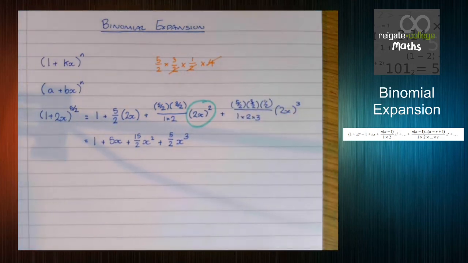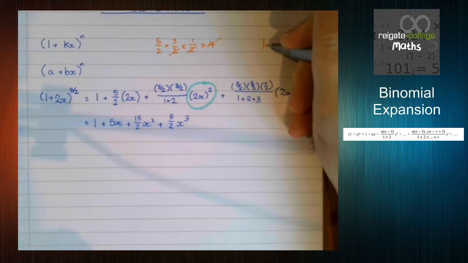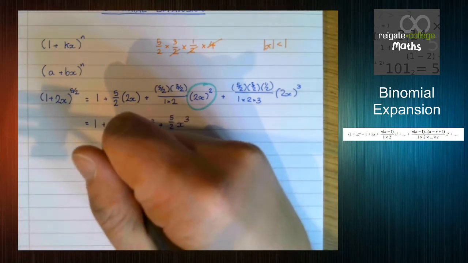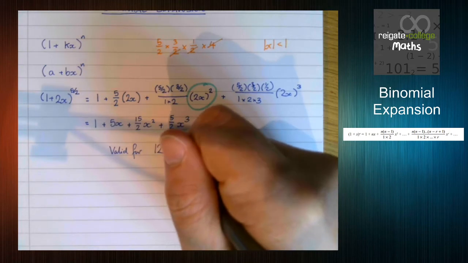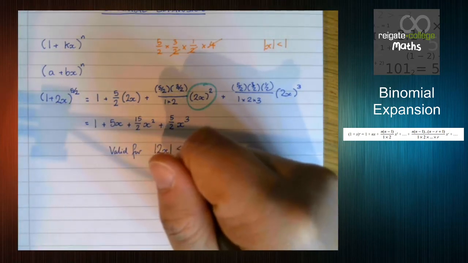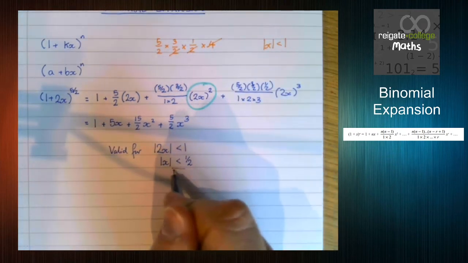The last thing we need to worry about is the validity of this expansion. So if you remember, for our normal expansion, the validity is when modulus x is less than 1. In this case, we can instead think about it as the x term. So we say this is valid for the x term, which remember is 2x, is less than 1. Simplifying that, we get the modulus of x is less than a half.